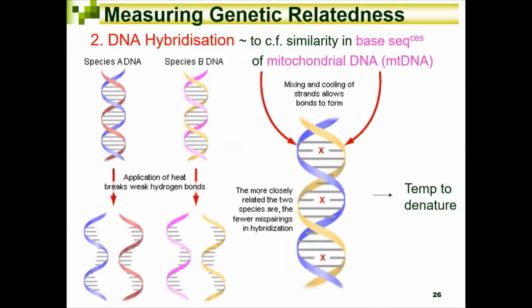The second method is called DNA hybridization. What is DNA hybridization? We take the DNA from the two species, species A and species B, and we apply heat to denature the DNA. That means we break the hydrogen bonds and split them open into single strands. Then we put those single strands together so that they form complementary base pairing.